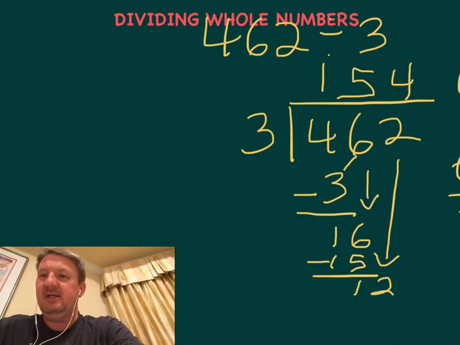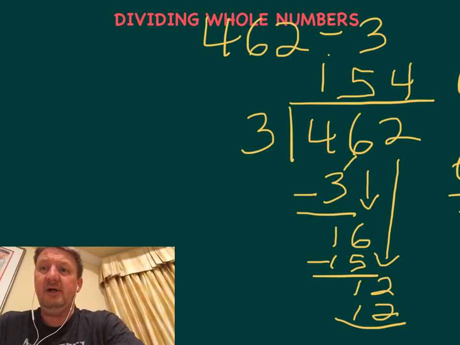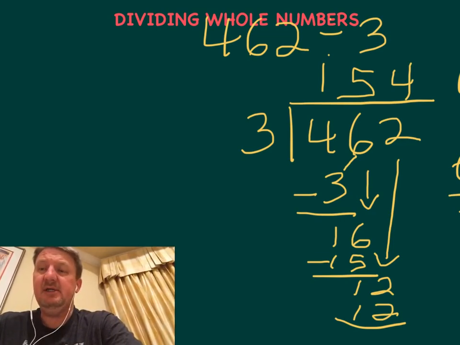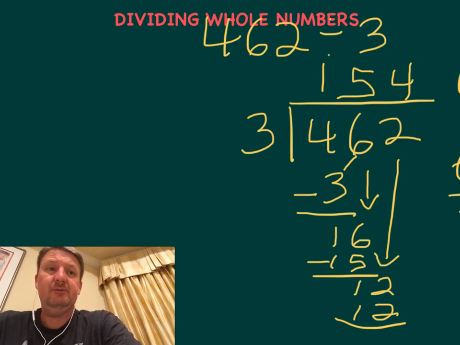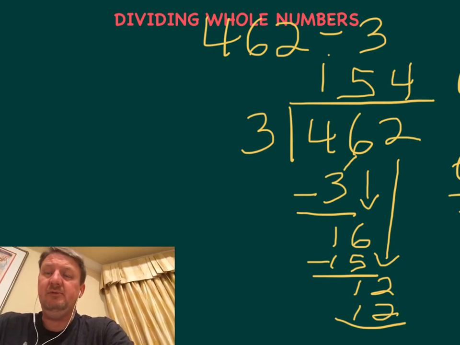So now I can write my 12 right there, and if we were to subtract, we would get a 0. That tells me that there are 154 threes in 462. And that's really all there is to dividing whole numbers.